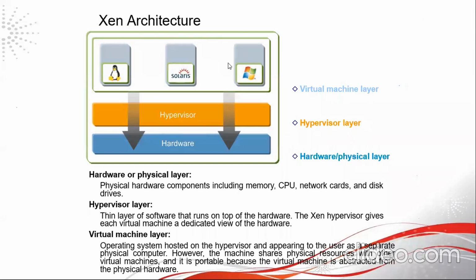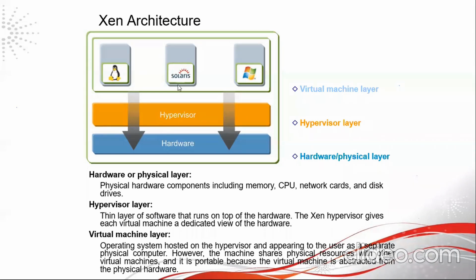The user will be executing different operating systems. Each will have its own memory and processor. So, hardware and physical layer: physical hardware components which will include CPU, network cards, and disk drives. And the hypervisor layer, this layer of software that runs on top of the hardware. The Xen hypervisor gives each virtual machine a dedicated view of the hardware.